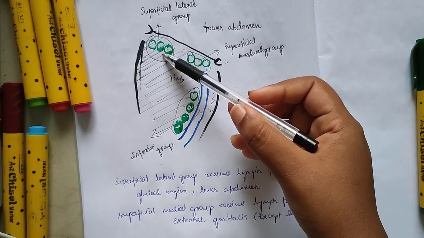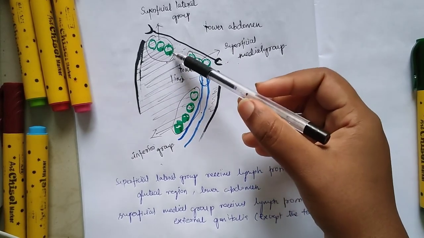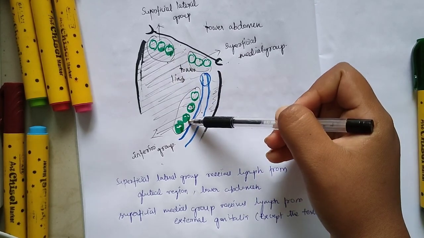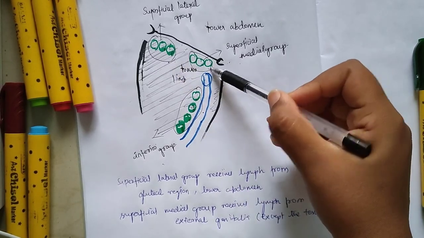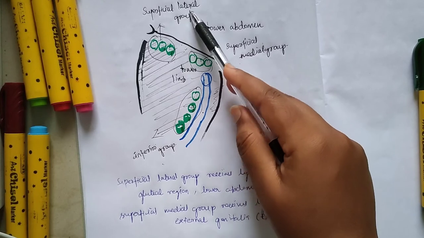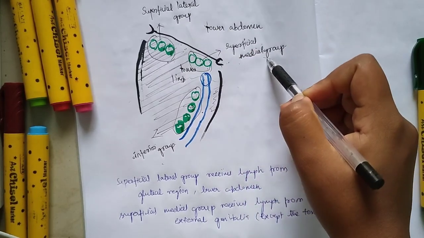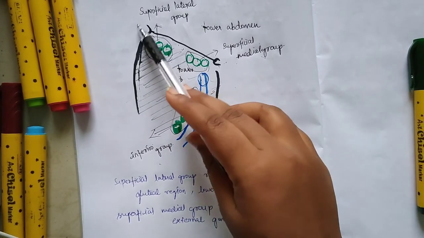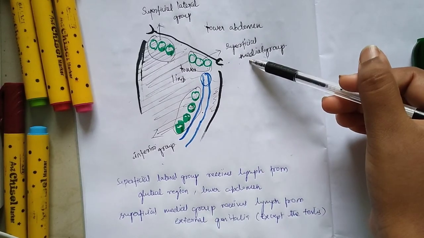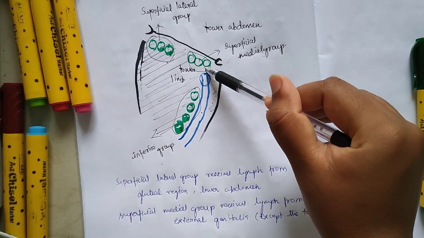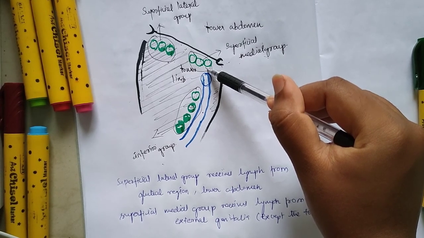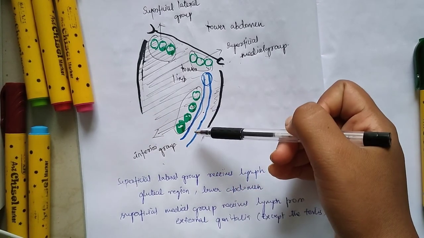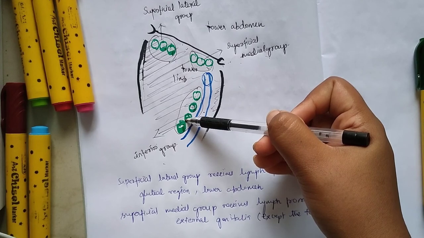And we have superficial inguinal nodes that are present along the inguinal ligament and also in the vertical group. Two horizontal groups and one vertical group. One is the superficial lateral group and the other is the superficial medial group. The superficial lateral group receives the lymph from the gluteal region, and the superficial medial group receives the lymph from the external genitalia except the testis. And the inferior group receives the lymph from the superficial area of the lower limb.